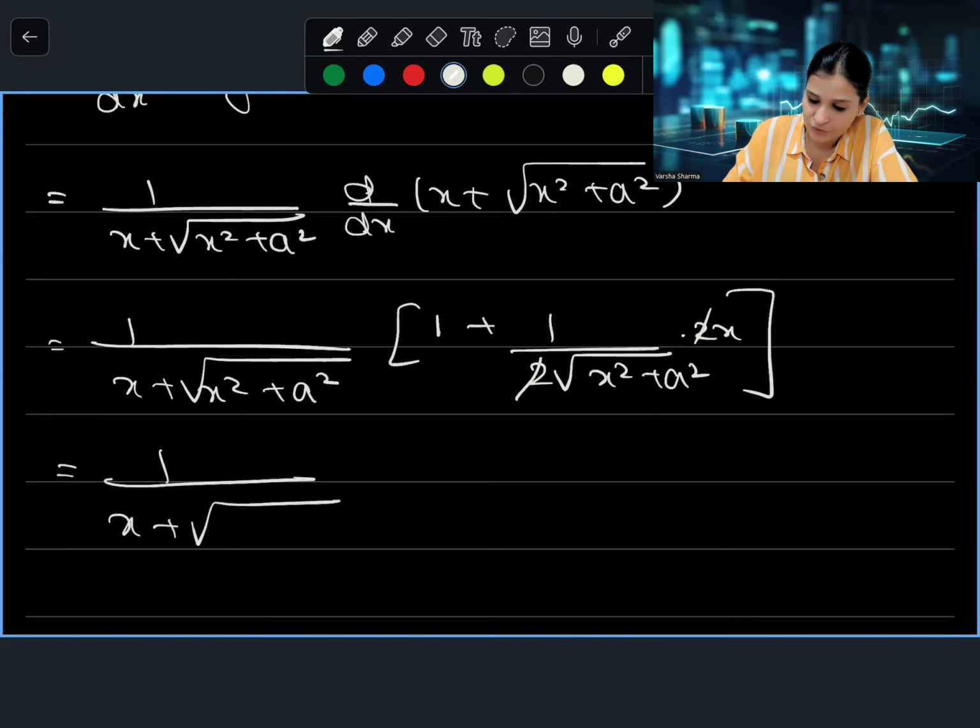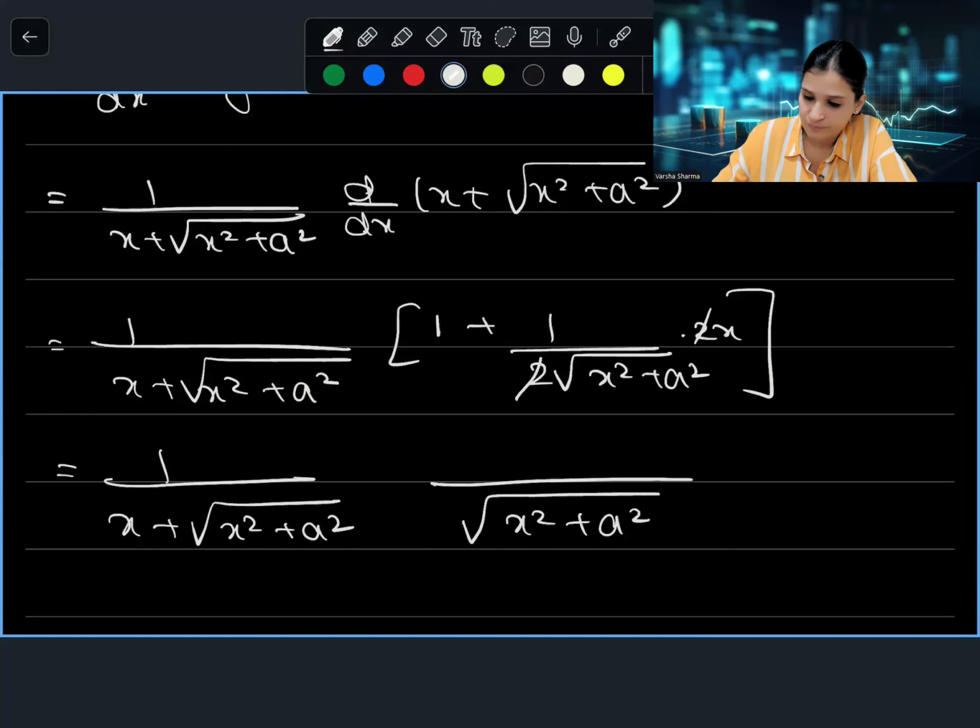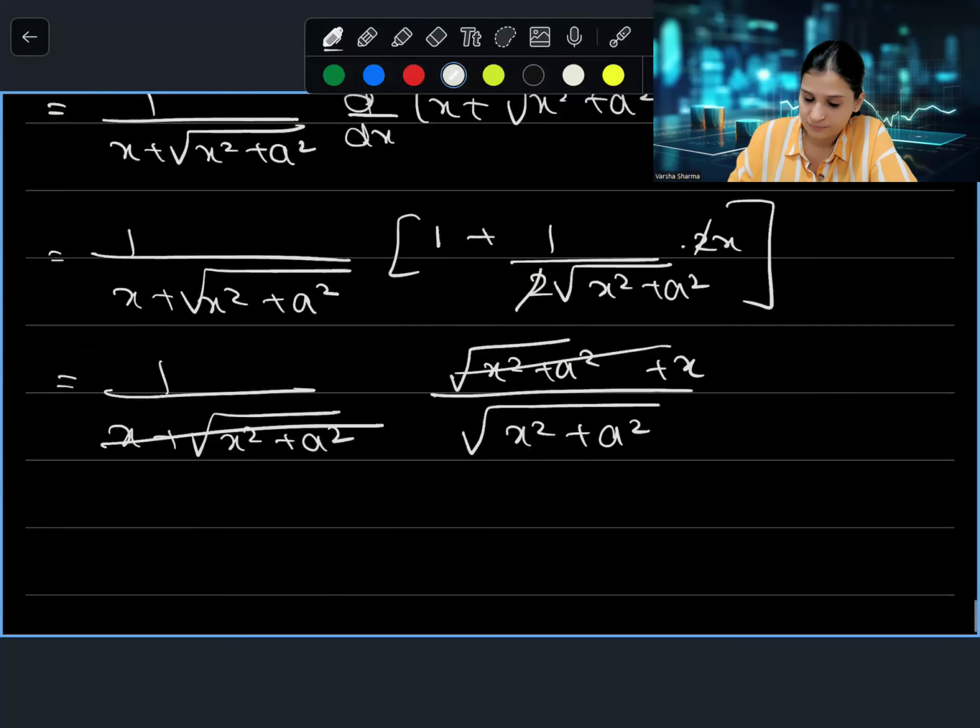1 by x plus root over x square plus a square. Taking LCM, under root x square plus a square plus x, these two get cancelled. So we get 1 by under root x square plus a square.